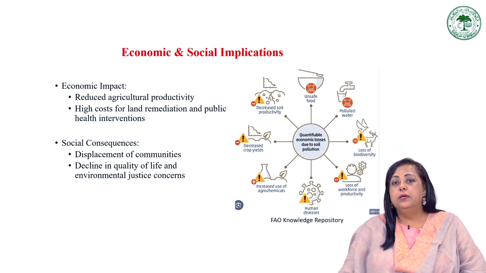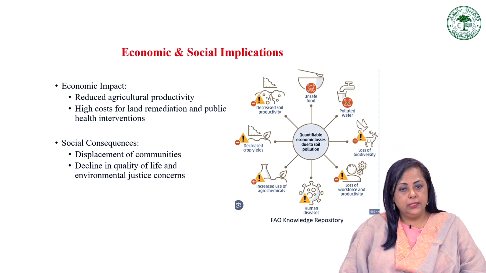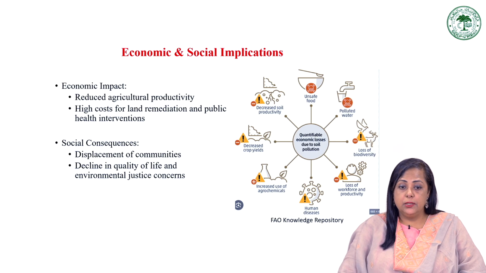And when the postmortem is taking place, it is detected that the stomach is full of polybags. Same with the sea: not only on land, but sea animals are also facing this, because we are throwing all the sewage into the ocean. Increased use of agrochemicals and decreased crop yield, these are the reasons why. So economic impact: reduced agriculture productivity, high cost for land remediation and public health intervention. And the social consequences: displacement of communities, decline in quality of life, and environmental justice concerns. These are the economic and social implications.